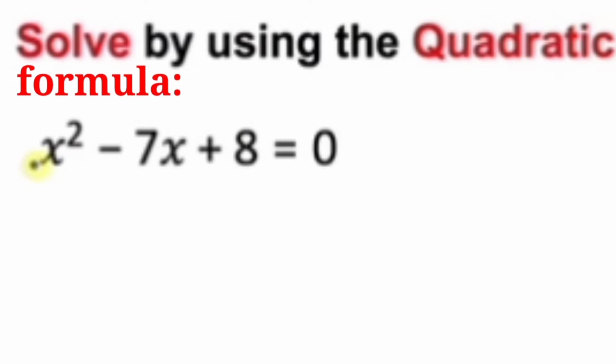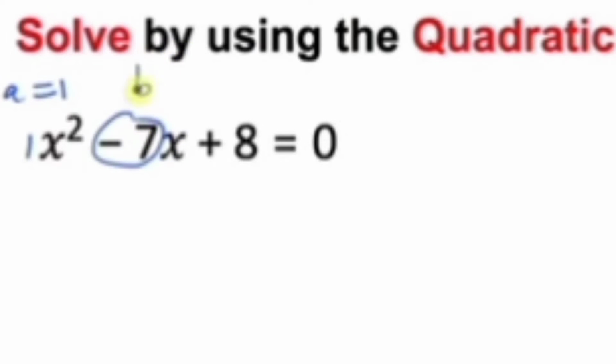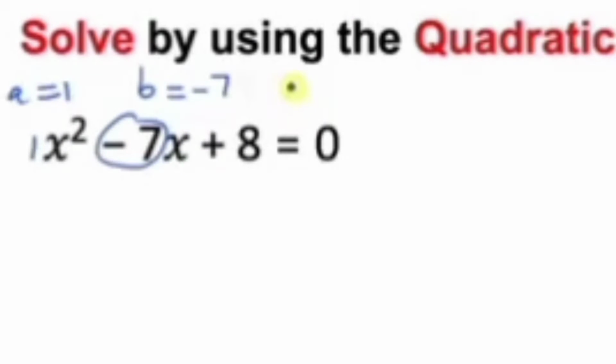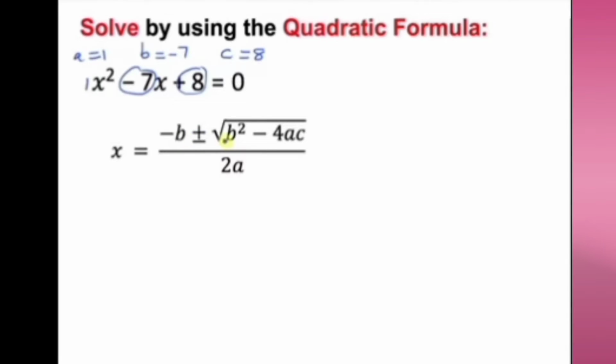Let us identify the coefficient of x squared. In our analysis, the coefficient of x squared is positive 1, so a equals 1. B equals negative 7. And c is positive 8. Let us substitute the values of a, b, and c in the quadratic formula.